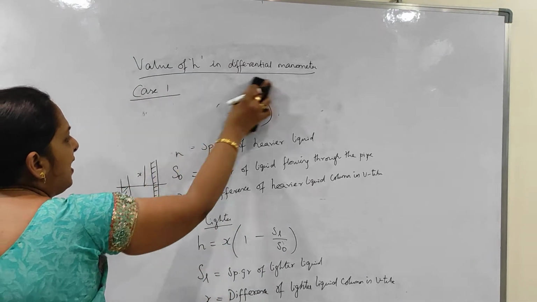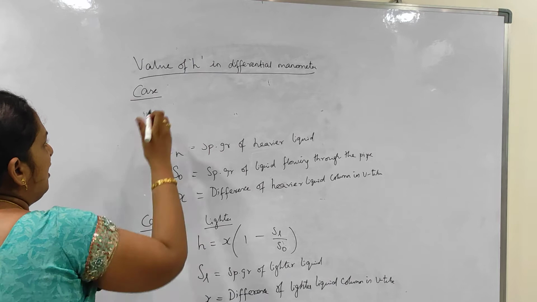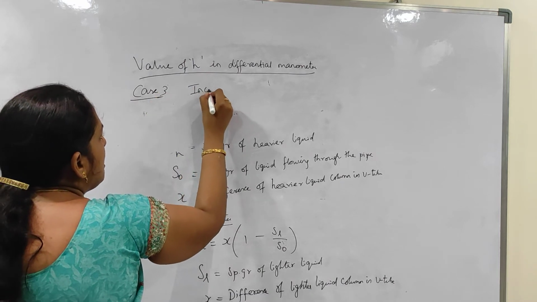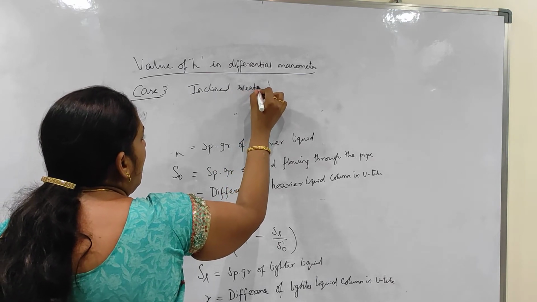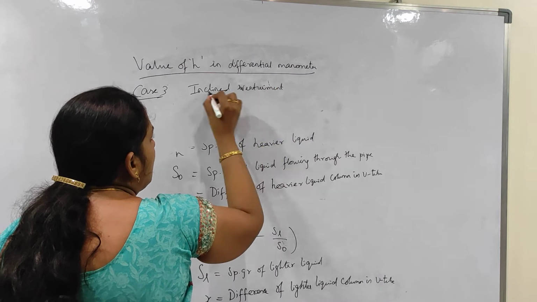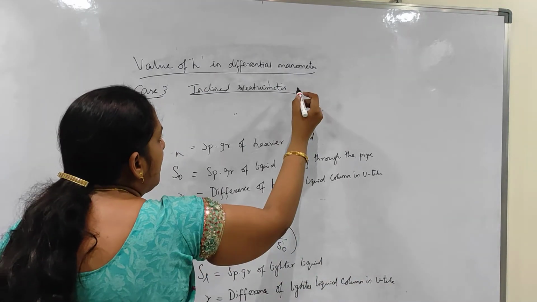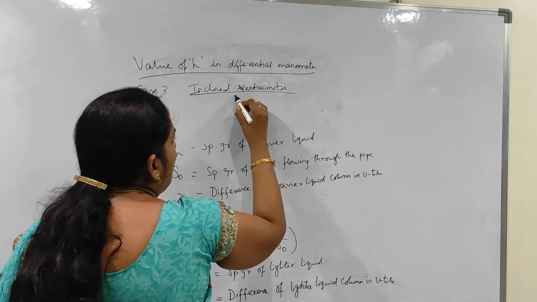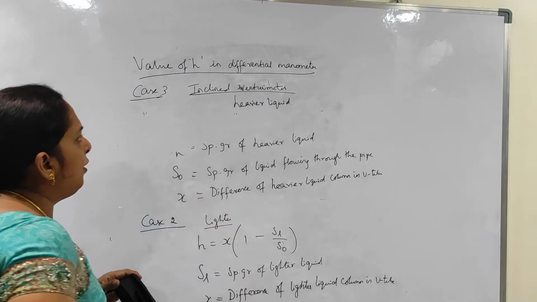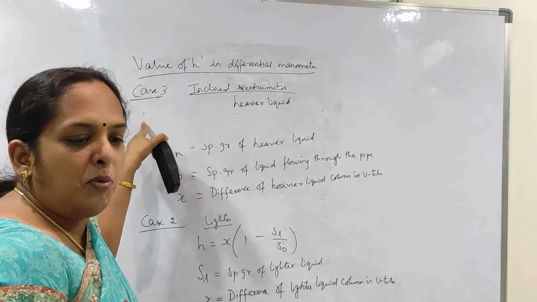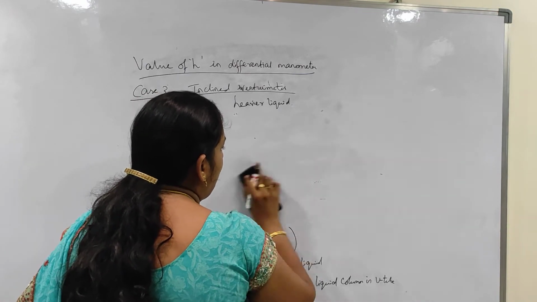Now we are going for case 3. Case 3 is where the Venturi meter is of inclined nature. We are going to see this application only in the case of the Venturi meter. So with the inclined Venturi meter, in that case also we consider only the heavier liquid. We are not going to consider the lighter liquid here. Case 3 is the heavier liquid. So what is the equation here? That will be the equation of your head, the same thing.